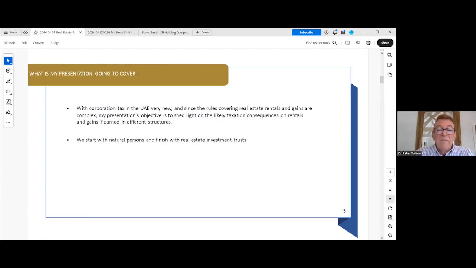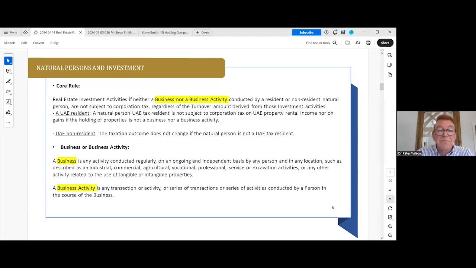So firstly, we're going to start with the position for natural persons, and we're going to end up with real estate investment trusts. So here we go.